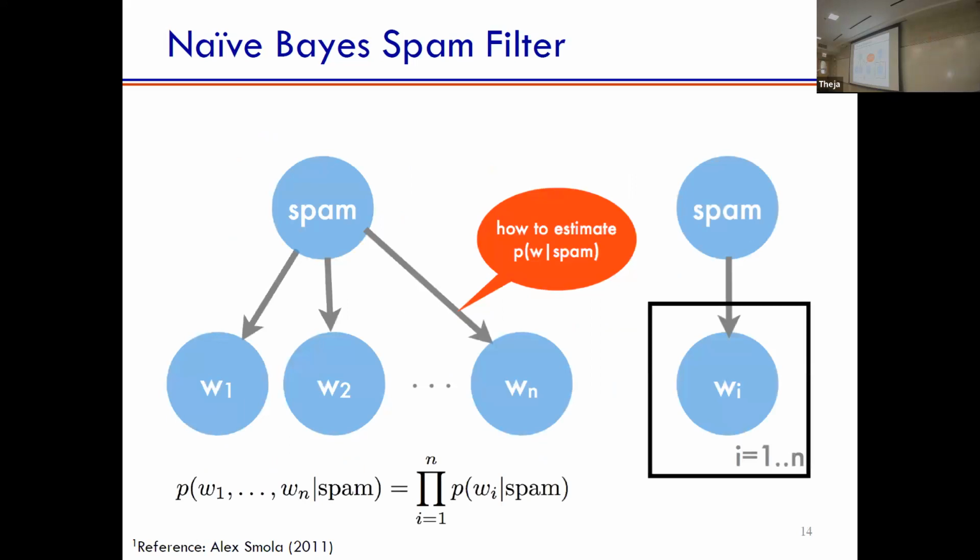Okay, so here's the picture of the same thing from the previous slide. But just to show what the random variables in the model are: W1, W2, Wn, these are random variables. And there's another random variable, spam, which is the class random variable. And given spam, these random variables are independent of each other.